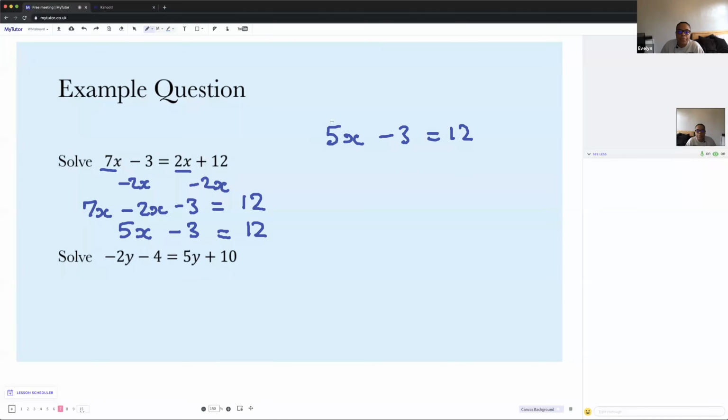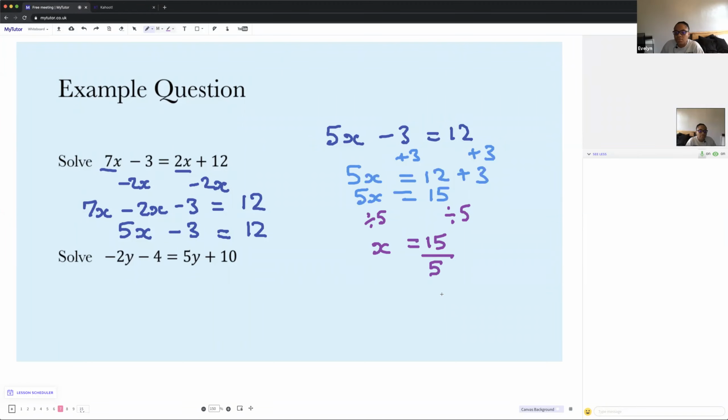I'm going to remove this minus 3 because I want to try and get x by itself. So I'm going to add 3 to both sides. Now, I will be left with 5x on the left-hand side, and on the right-hand side, I've got 12 plus 3, which is 15. And then the last part is to get rid of that 5 on the left-hand side. So I'm going to divide by 5 on both sides. On the left-hand side, I've got x, and on the right-hand side, I've got 15 divided by 5, which is equal to 3. So x equals 3.